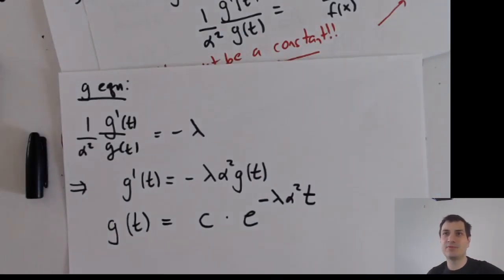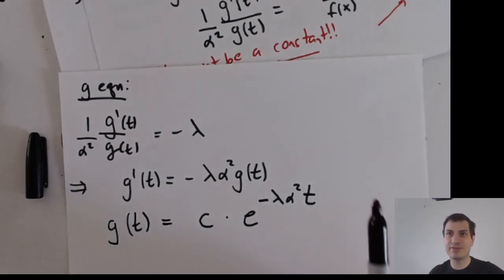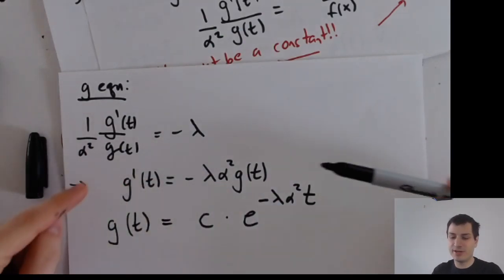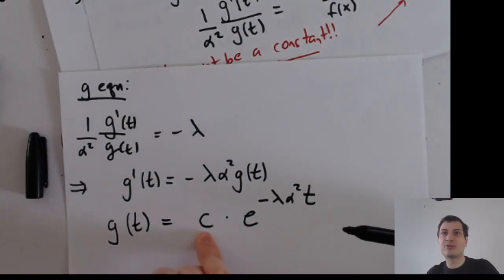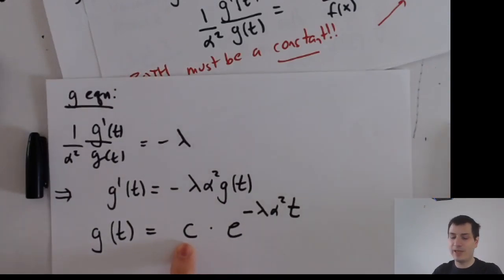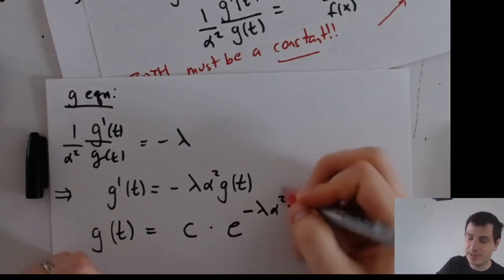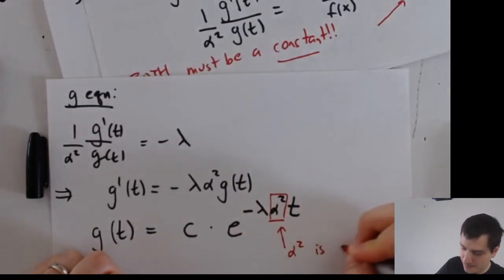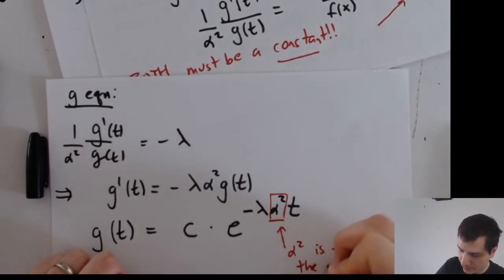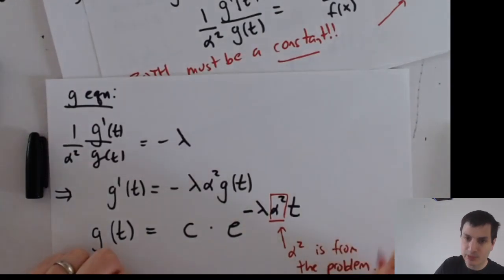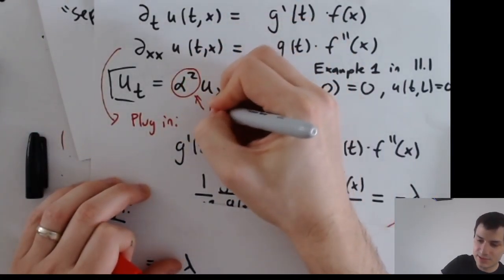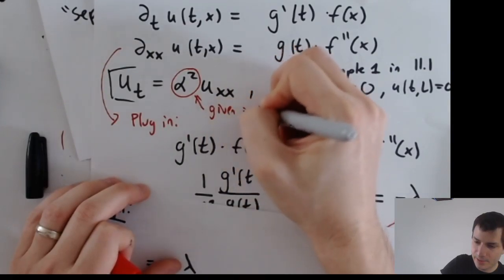So hopefully you've seen this before. In fact, you definitely have seen this before. We've done this in class a bunch of times. It's an exponential. There's an arbitrary constant in the front, and we have this exponential decay. I want to point out two things. So one is the alpha squared. Alpha squared is from the problem. So alpha squared was given in the PDE. It's this alpha squared.